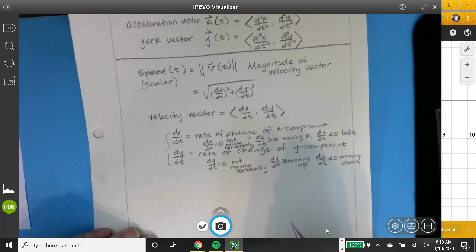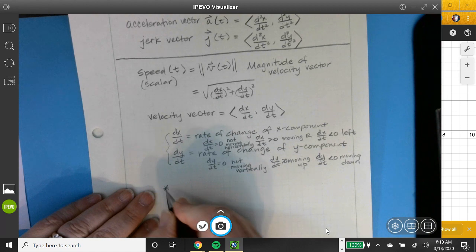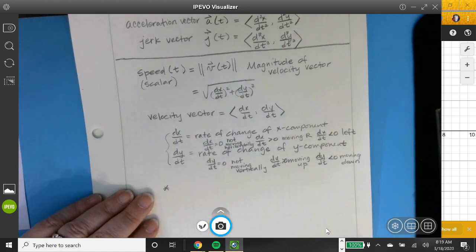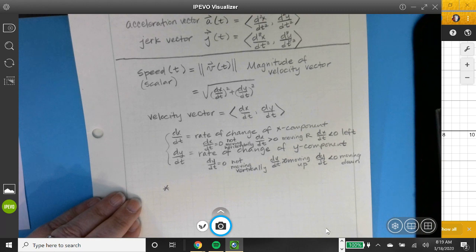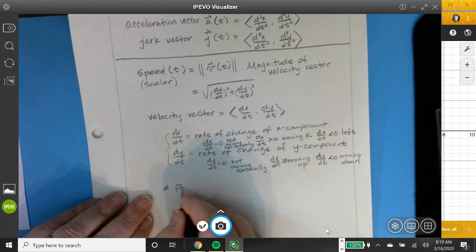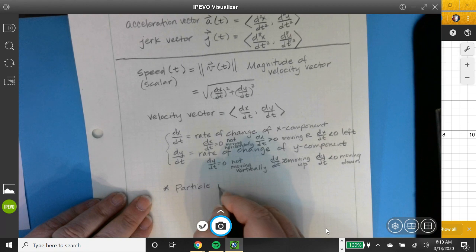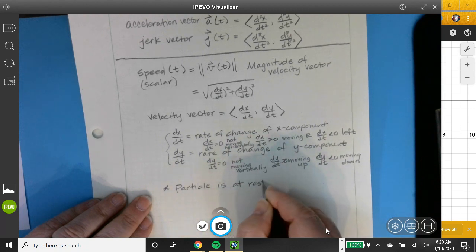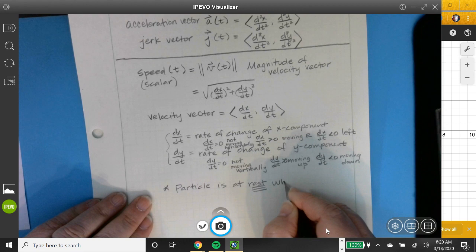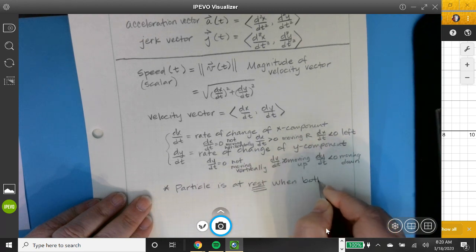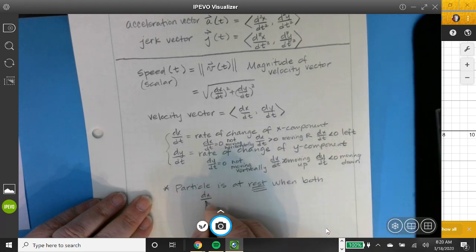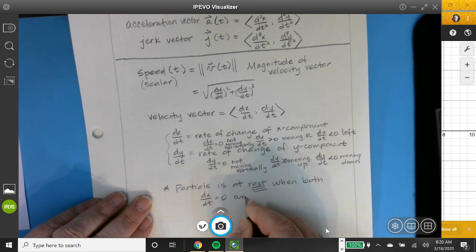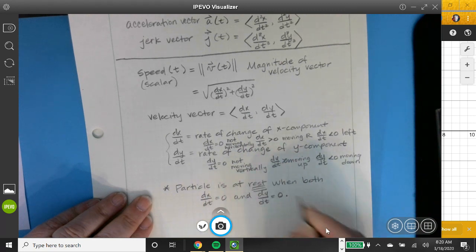Okay, now, the question is, when is your particle not moving at all? The key difference between one-dimensional motion and two-dimensional motion in calculus is the particle is at rest when both dx/dt and dy/dt are 0. And I've got an "and" there, which means they have to be 0 at the same time.